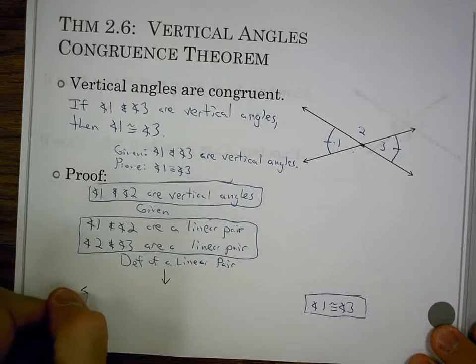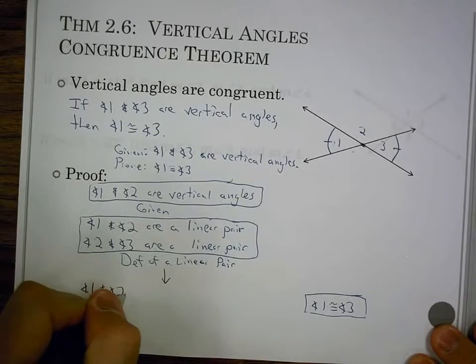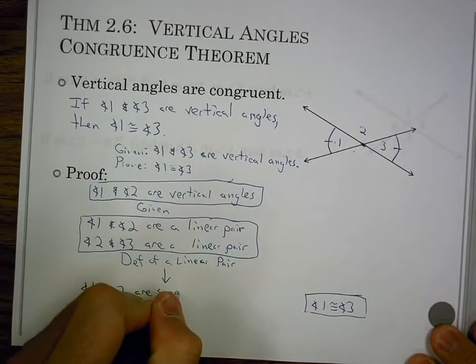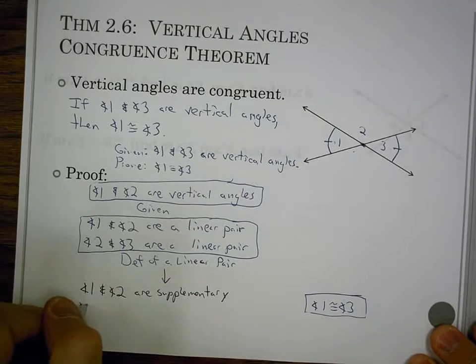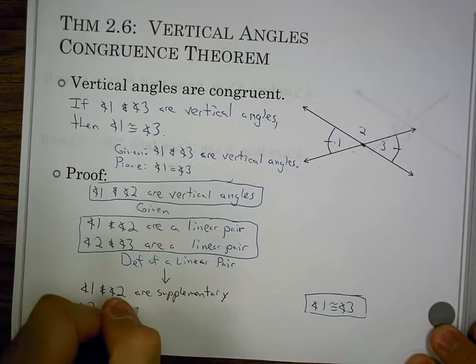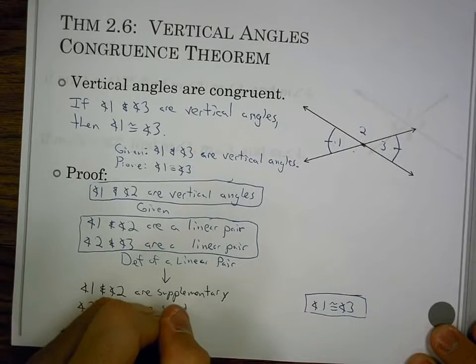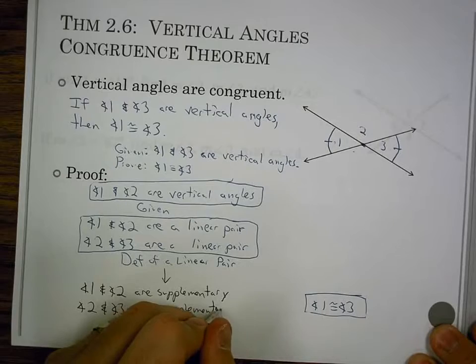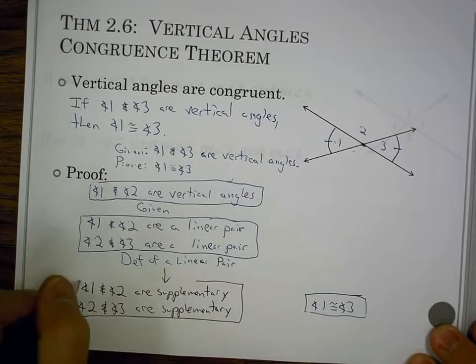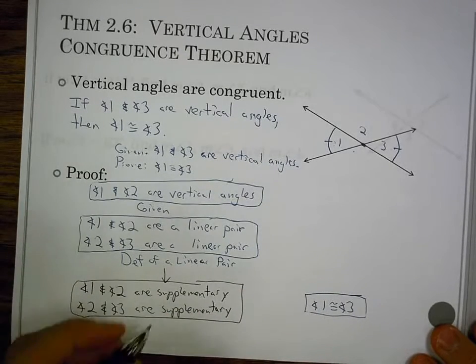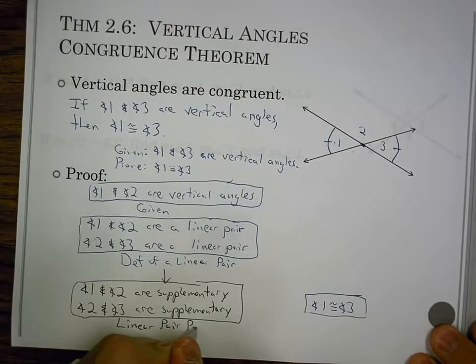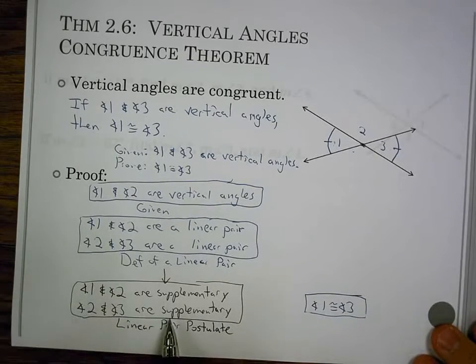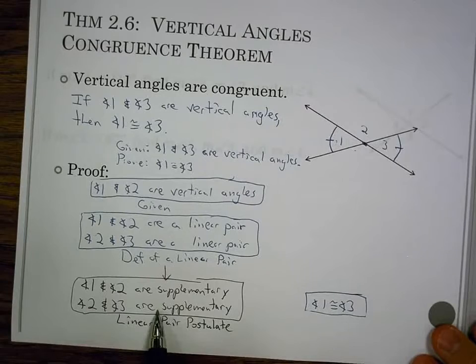So I'm going to say angle 1 and angle 2 are supplementary, as well as angle 2 and angle 3 are supplementary. Our reason for that is the one we just mentioned again, linear pair postulate. So, these are now supplementary.